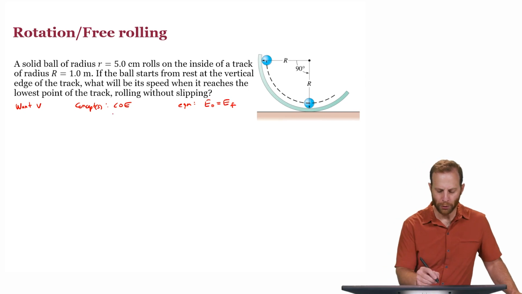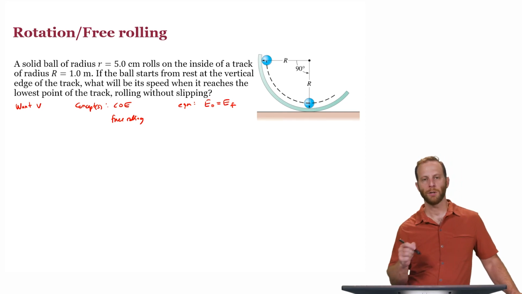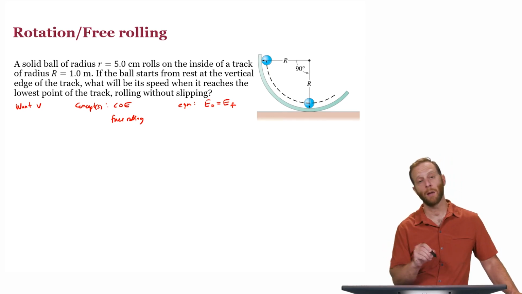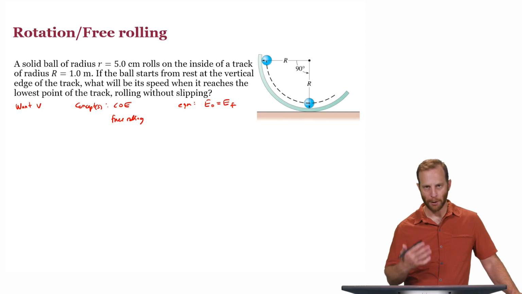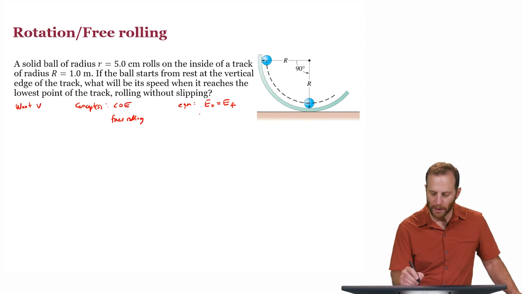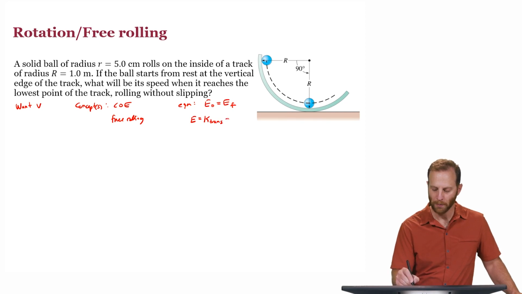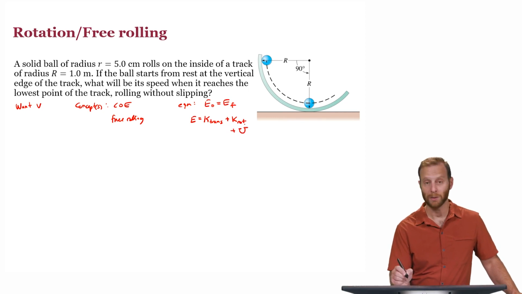We also do have free rolling, which provides a simple relationship between the translational speed of an object and its rotational speed. So let's list some other equations we might need. The initial and final mechanical energies are equal. What we'll need is the reminder that the mechanical energy is equal to a translational kinetic energy plus a rotational kinetic energy plus whatever potential energy we have, which I'll write as capital U.